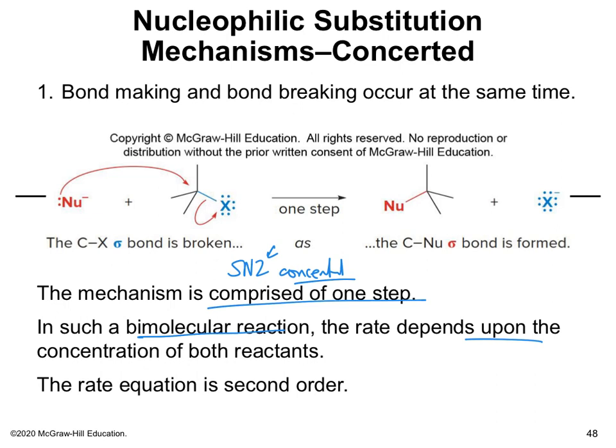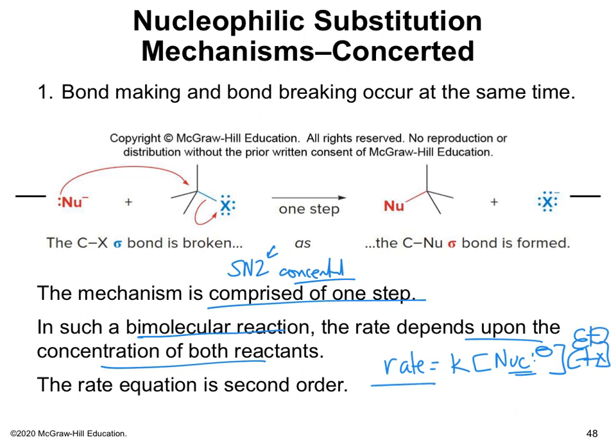The rate depends on the concentration of both. So when you do your rate law, remember it's k times the concentration of your nucleophile and the concentration of your substrate, your electrophile. You can actually do kinetic experiments where you change the concentrations of each of these, and it will affect the overall rate. So it's second order. That's what the 2 means. It's bimolecular, and it's about the rate of the reaction.